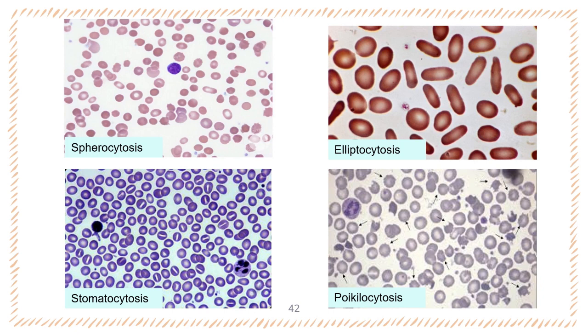Stomatocytosis: stoma refers to a mouth-like opening. So the RBCs look like they have a mouth-like shape, if you notice in the blood film. And in poikilocytosis, you will find broken, irregularly shaped red blood cells. But from an exam point of view, I would say that spherocytosis is one of the most commonly asked, because it's very easy to pick up.